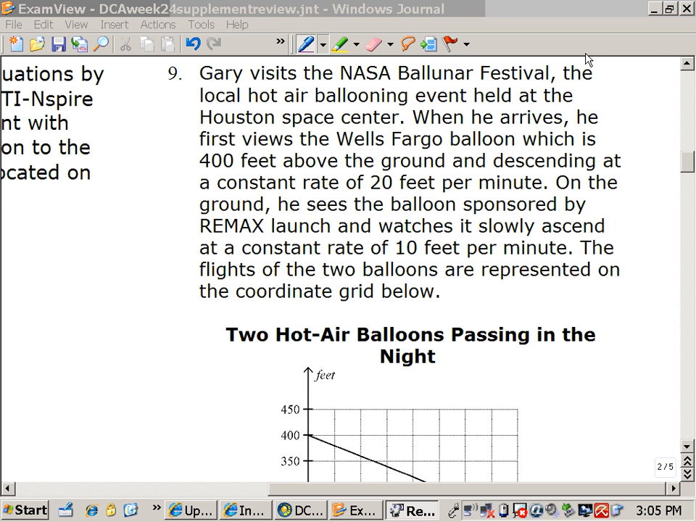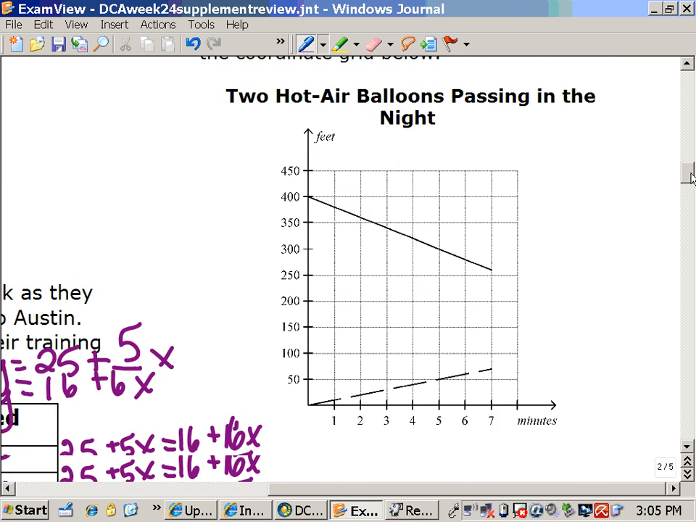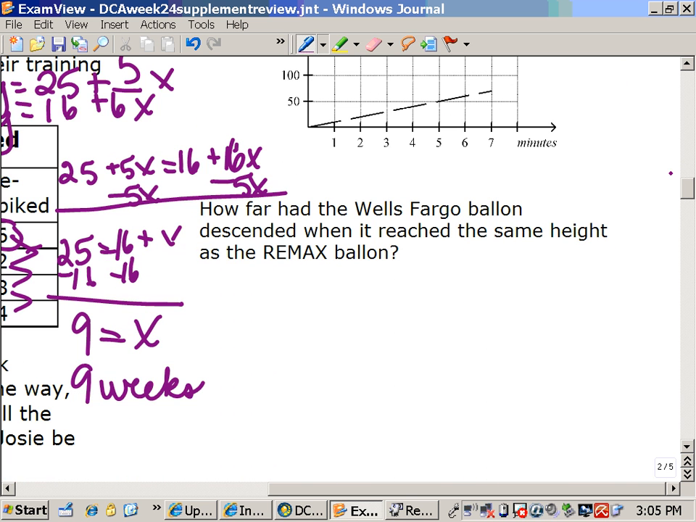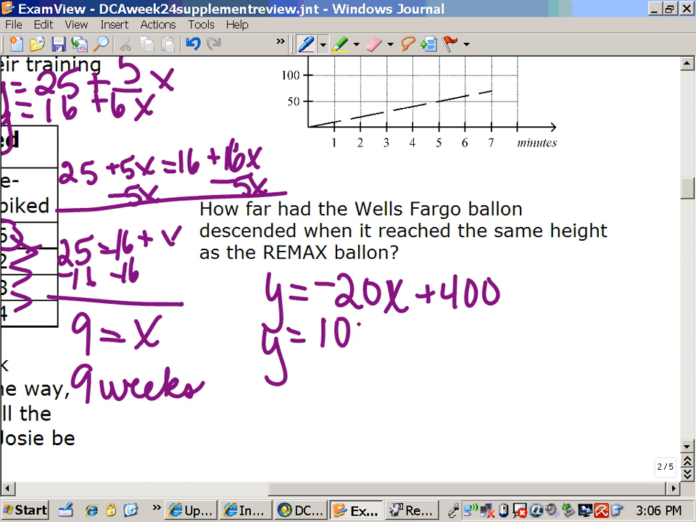All right, on number 9, I need to find my equations and then plug them in to figure out when they will be the same height as the Remax balloon. Okay, so my first equation is going to be y equals negative 20x plus 400, because it started at 400, it is descending at a rate of 20. My second equation is starting at 0, and it's ascending at 10x. So then I would take my negative 20x plus 400 and make it equal 10x.